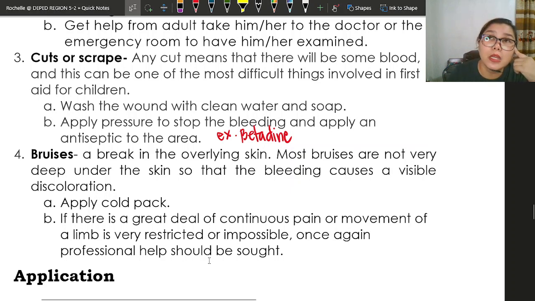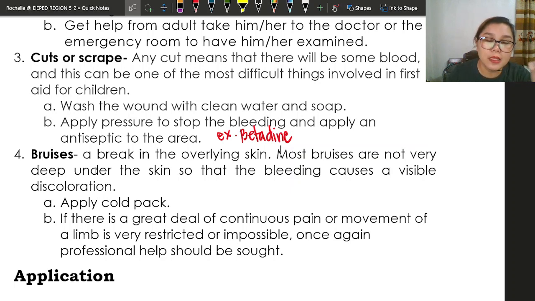Pero bihira lang ito kasi usually ang pasa, lata or bruises, nawawala din yung parang discoloration lang. Una, magiging parang yellowish na violet, and then magiging yellowish, may red. So, para kasi yung dugo na hindi nakalabas.